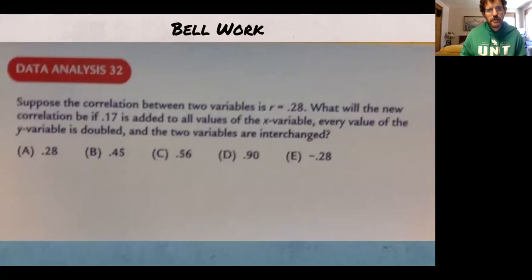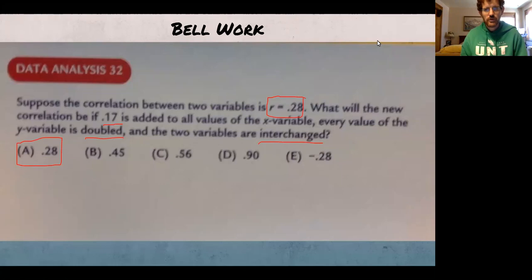With the bell work today, this is going back to scatter plots, correlation, all this fun stuff. And one thing I hope you guys remember, though some of you forgot, but we can correct that. Regardless of how you transform your variables, here we added 0.17, we doubled your y, we even flipped the x and the y's. But the only thing that matters is z-score, and it stays 0.28. So some of you probably were doing a lot of math that you didn't need to.